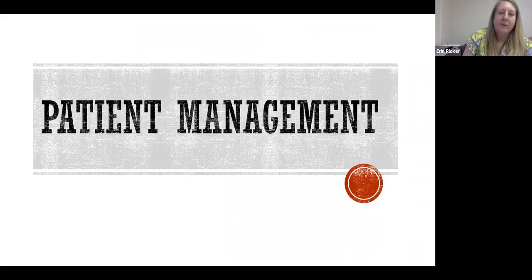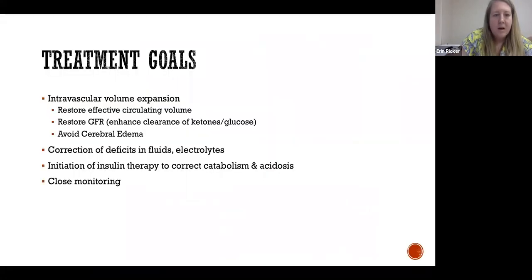All right, so now what are we going to do with our patient who comes to us that we've diagnosed with DKA? Our treatment goals are to expand the intravascular volume just enough initially to restore our circulating volume, improve our GFR so we can better clear our ketones and glucose, and avoid cerebral edema. We want to correct our deficits in fluids and electrolytes and start some insulin therapy in order to stop that catabolic process, the breakdown of everything, and resolve our acidosis.